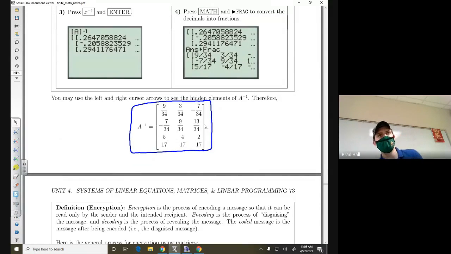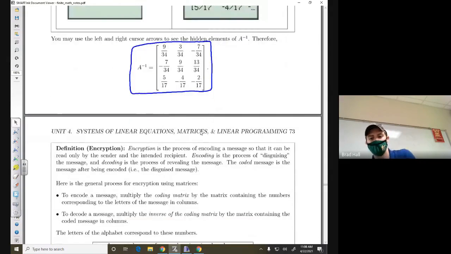Cryptography is the study of encryption and decryption. So that just begs the question, well, what do encryption and decryption mean? Encryption is the process of encoding a message, and encoding is the process of disguising a message.